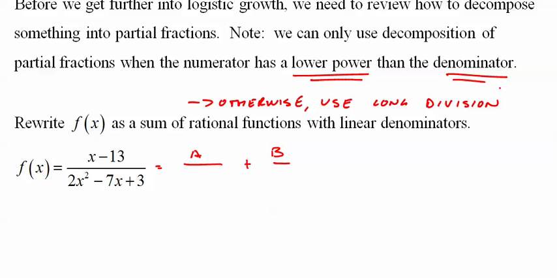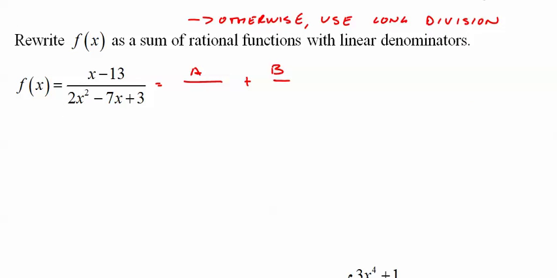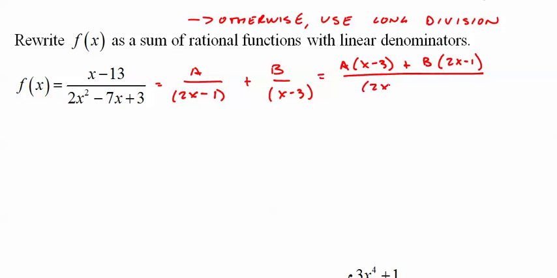After you've done this often enough, you start to get pretty good at it. Factor the bottom: 2x minus 1, and x minus 3. Common denominator: a times x minus 3 plus b times 2x minus 1, over 2x minus 1 times x minus 3, equals the original. Notice that I factored it on the fly there. I didn't take my time.